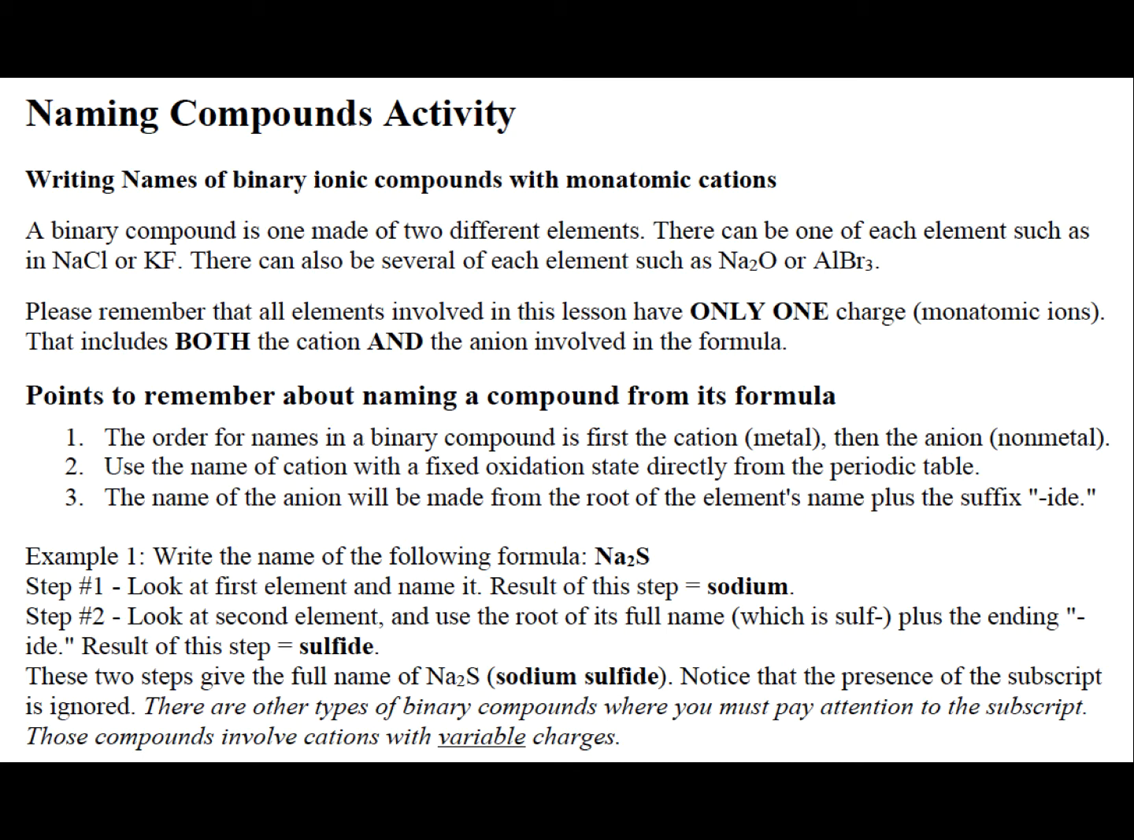Example 1. Write the name of the following formula, Na2S. Step 1. Look at the first element and name it. Result of this step equals Na is sodium. Step 2. Look at the second element and use the root of its full name, which is sulf, plus the ending -ide. The result of this step is sulfide. These two steps give the full name of Na2S, sodium sulfide.